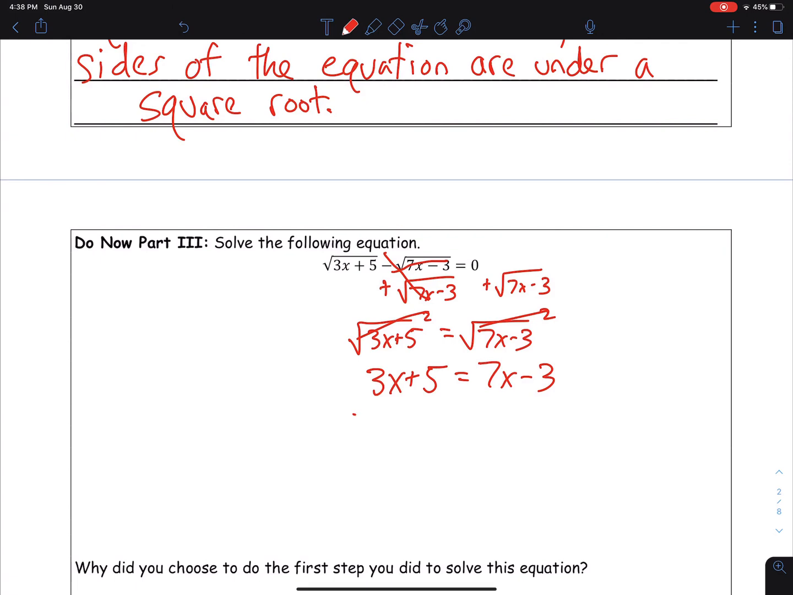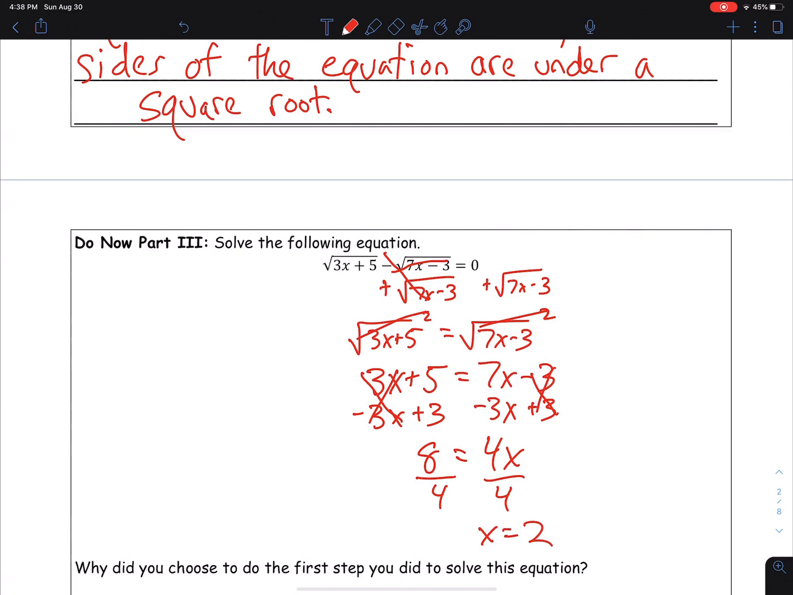A good tip: always try to keep the x positive. That just helps you from making a silly mistake when you're supposed to divide by a negative and you divide by a positive. So that cancels out the x here, and I'm also going to get all the other numbers on the left. So we have 8 equals 4x. Solve for x, divide by 4 on both sides, and you should get x is equal to 2.